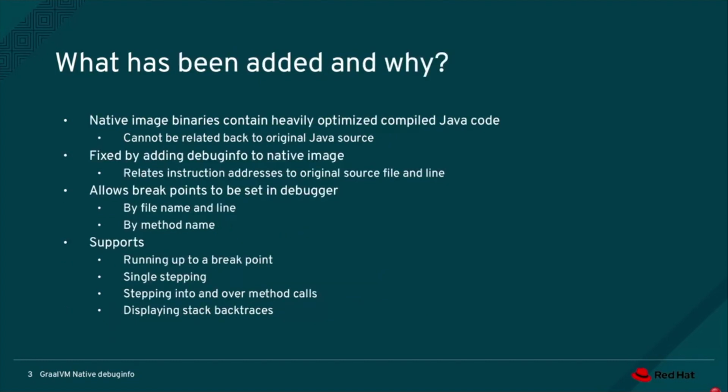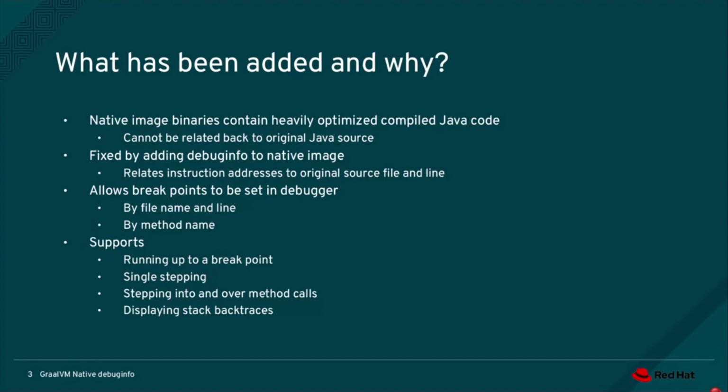So what's the problem that I'm looking at, and what have I done about it? When you translate all these Java classes into a standalone binary image, the code is incredibly heavily optimized, and it's very difficult therefore when you're running a bit of machine code to know what it's doing and how it relates back to the original Java source code. So debugging this code is a real problem.